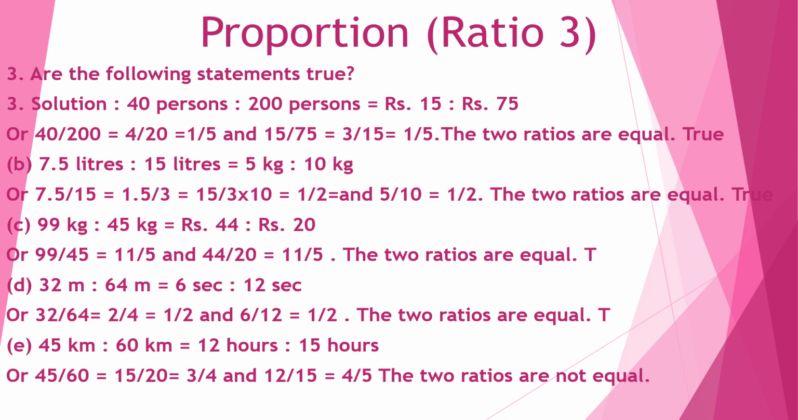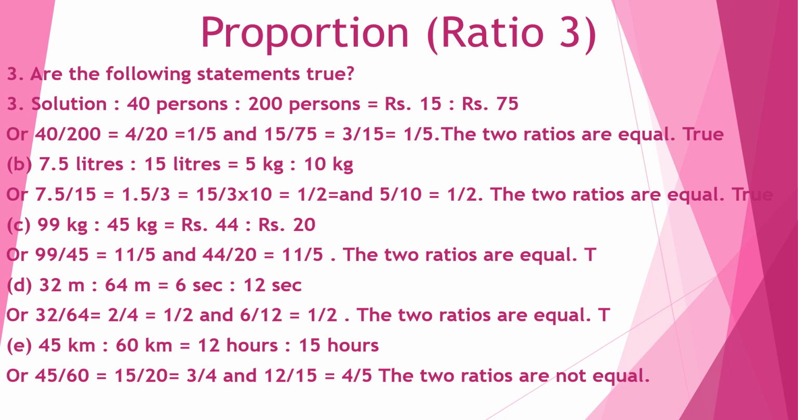32 meters is to 64 meters is equal to 6 seconds is to 12 seconds. So 32 by 64 is equal to 1 by 2. Same way 6 by 12 is equal to 1 by 2. The two ratios are equal, so it's a true statement.